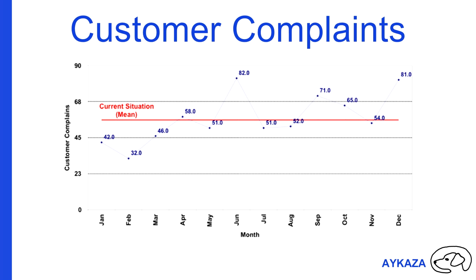Here is an example of a time series plot for customer complaints shown in the graph over a period of 1 year. Using the red line, you can see that the average number of customer complaints was between 54 and 58 a month. So how do you go about creating a time series plot?